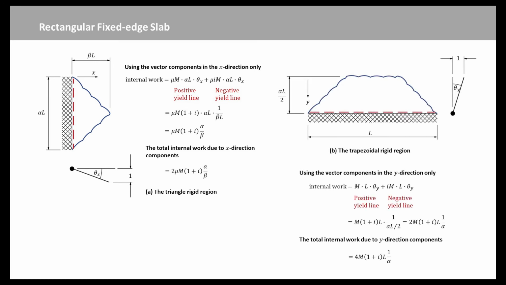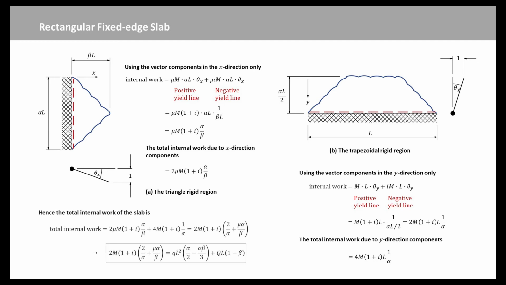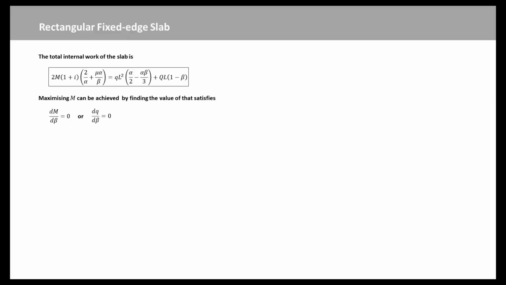Consider now the part of the slab shown in figure B. The trapezoidal rigid region is flat, so that the angle theta y is the plastic rotation for the y components of every yield line in this figure. We have the internal work of this part. Hence, with a similar expression for the other half of the slab, the total internal work is shown here, and the work equation is this expression. This equation relates the moment of resistance M to the loadings q and capital Q.